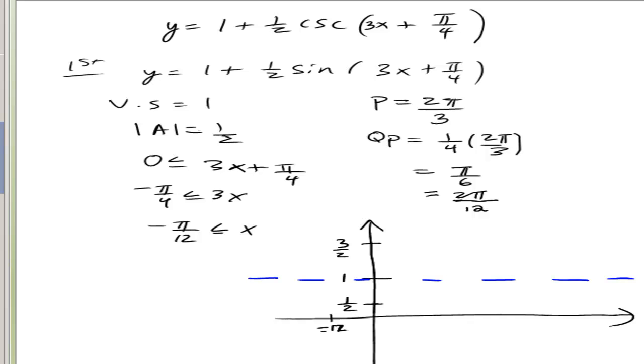There we go. Pi over 12. And then every 2 pi over 12 you have another one. So I'm going to add 2 pi over 12. That'll be pi over 12 here. And then we're going to add another one, so it's going to be 3 pi over 12. And then I have 2 more. The next one's going to be 5 pi over 12, and the next one's going to be 7 pi over 12.